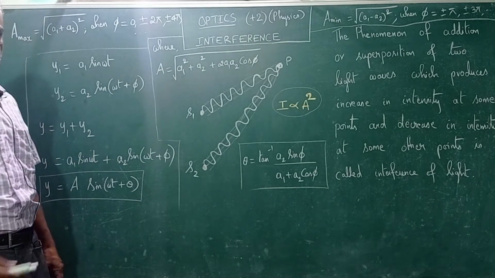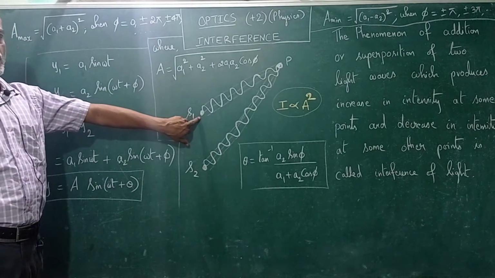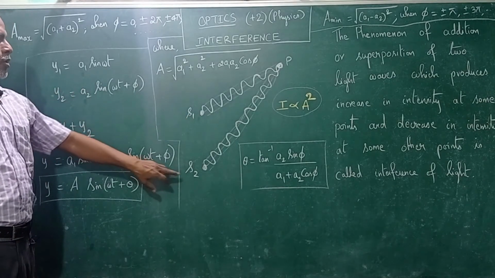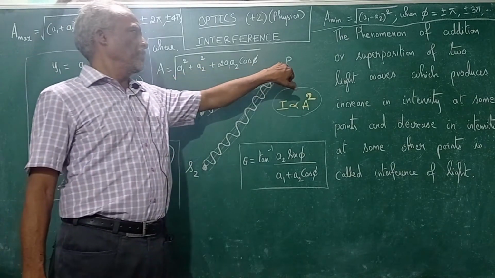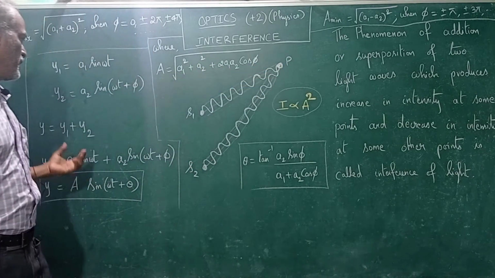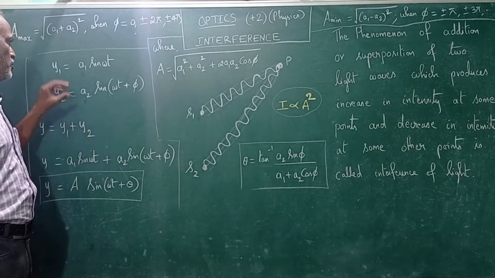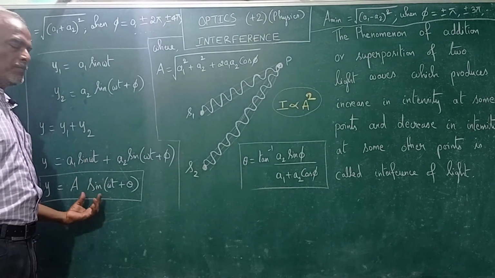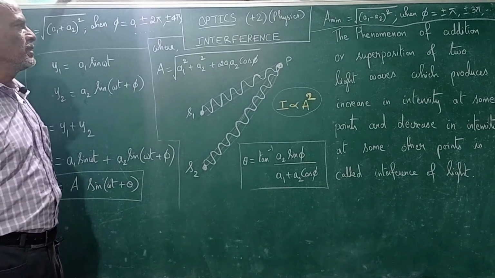That means, once again I repeat, y1 is the optical output from source 1, y2 is the optical output from source 2. Both are interfering at this point P. So we can apply the superposition principle. So y is equal to y1 plus y2. So you're adding this term and this term together, getting this term. The proof for this will be given at the end of this derivation.